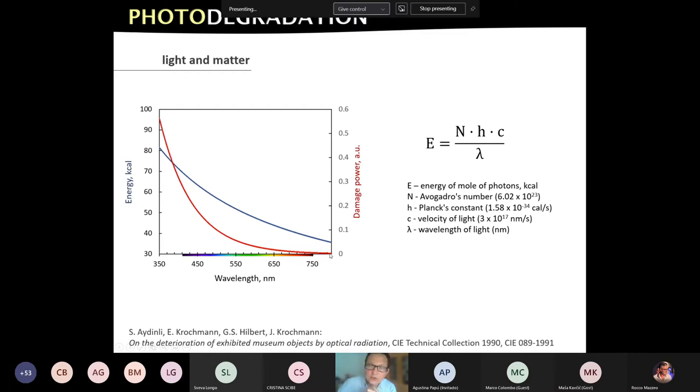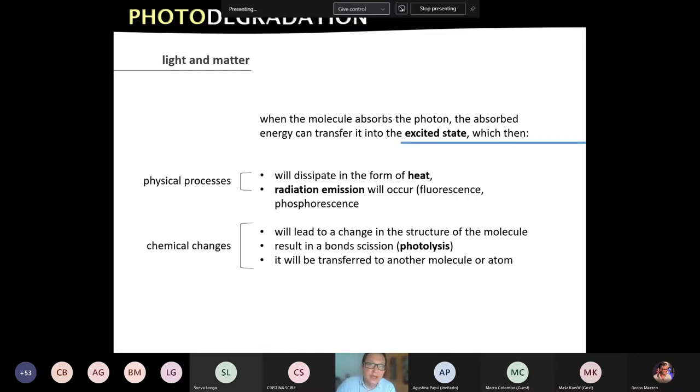So light is a form of energy. So when it's absorbed by the materials, molecules in these materials will transfer into a so-called excited state. So this excess of energy will be stored for a usually very brief duration of time, and something will then happen with this energy. Some of these processes are of physical nature, so there will be very often just dissipation, just removal of this excess of energy in the form of heat.